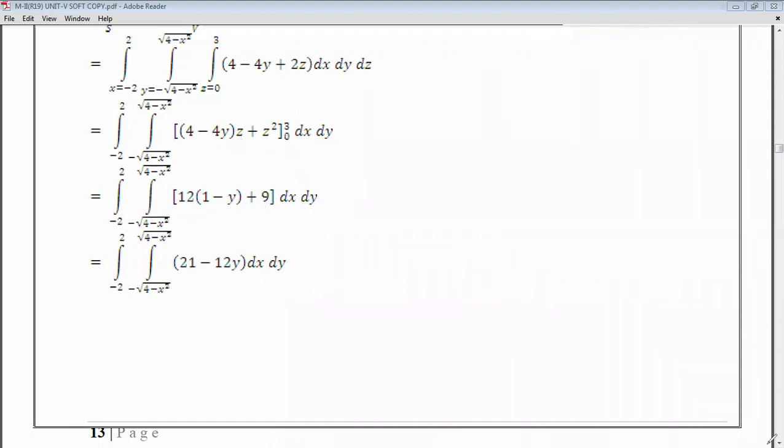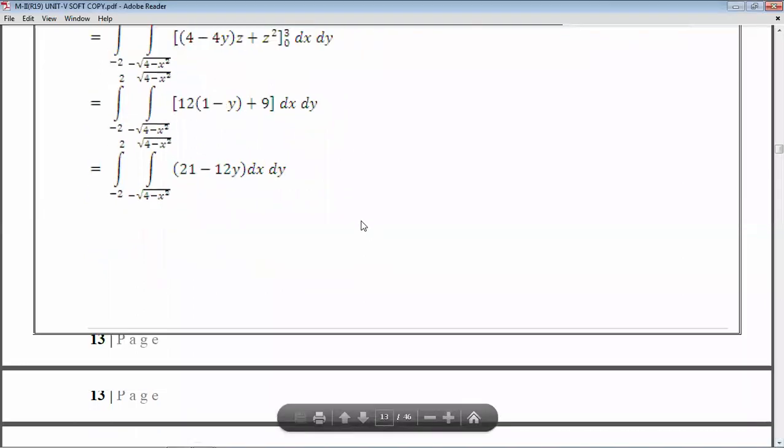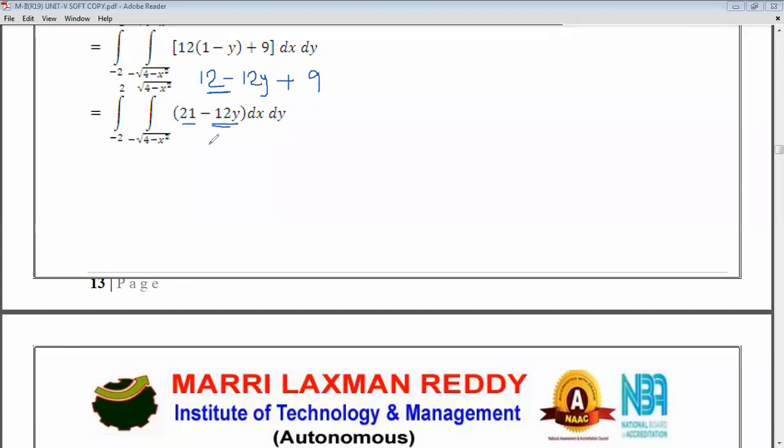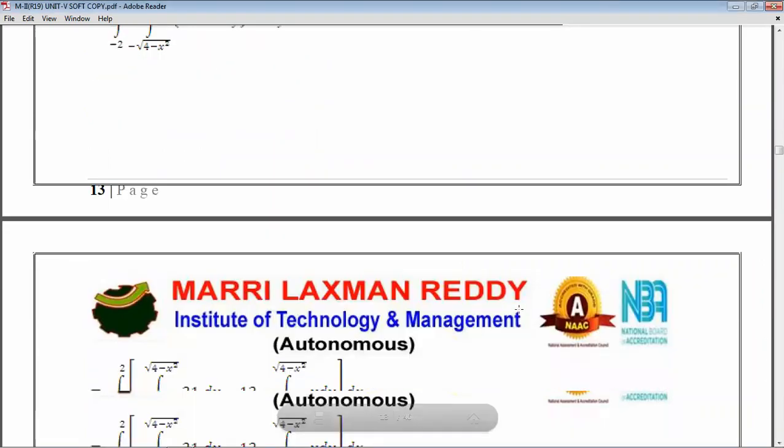Now we need to go for integration with respect to y. With respect to y, x is a constant. Here we multiplied and simplified: 12 into 1 is 12, minus 12 into y is 12y, plus 9. So 12 plus 9 is 21, and minus 12y. So 21 minus 12y, and first we need to apply integration to this with respect to y.